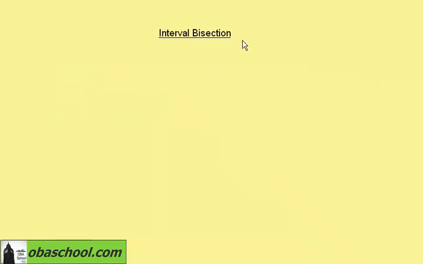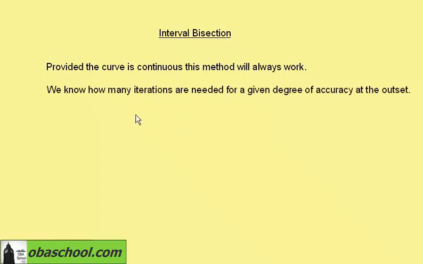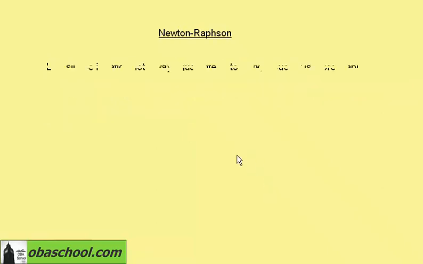Now consider interval bisection. Once again, provided the curve is continuous, this method will always work. It also has the advantage that we know, at least within one iteration, how many iterations are needed for a given degree of accuracy before we start doing the iterations. However, like linear interpolation, iterations can be time-consuming, and this is still the case if we set it up on a computer. Finally, let's look at Newton-Raphson.